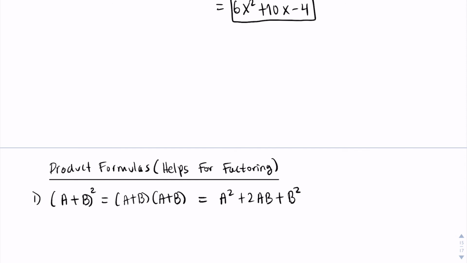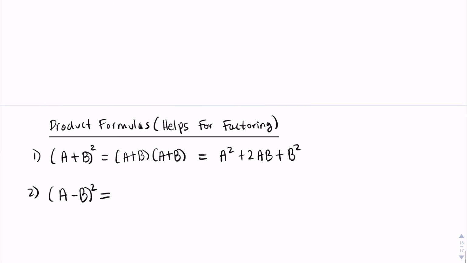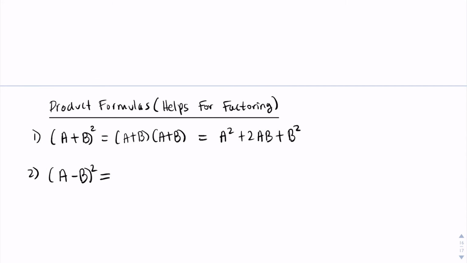What about number 2? What if you have a minus b squared? What if you have this? Then this is nothing more than a minus b times a minus b. And when you distribute this out, you're going to have a squared minus 2ab plus b squared.